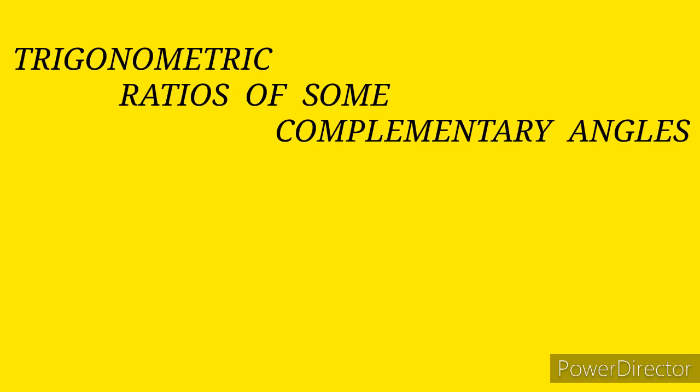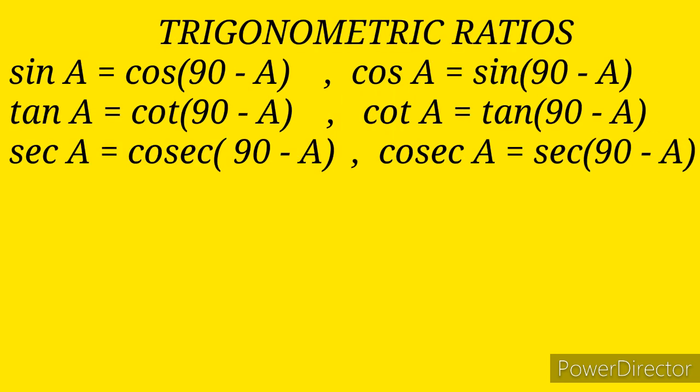Today we are going to learn one more important topic from the lesson trigonometry, that is trigonometric ratios of some complementary angles. That is sin A equal to cos 90 minus A, cos A equal to sin 90 minus A, tan A equal to cot 90 minus A, cot A equal to tan 90 minus A, sec A equal to cosec 90 minus A, and cosec A equal to sec 90 minus A. Here A is an acute angle.